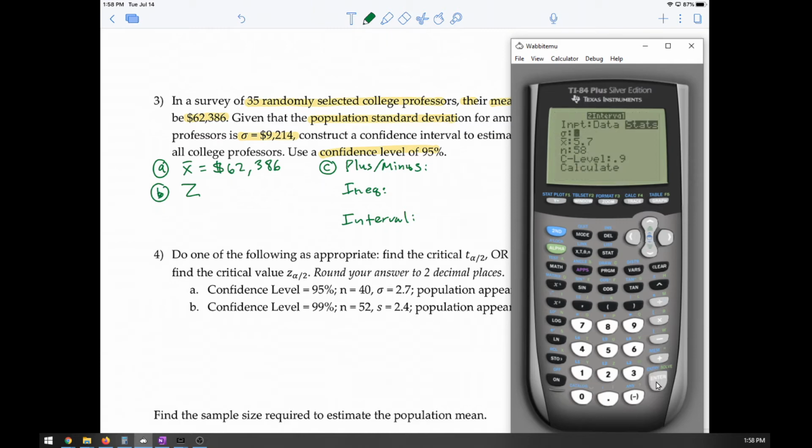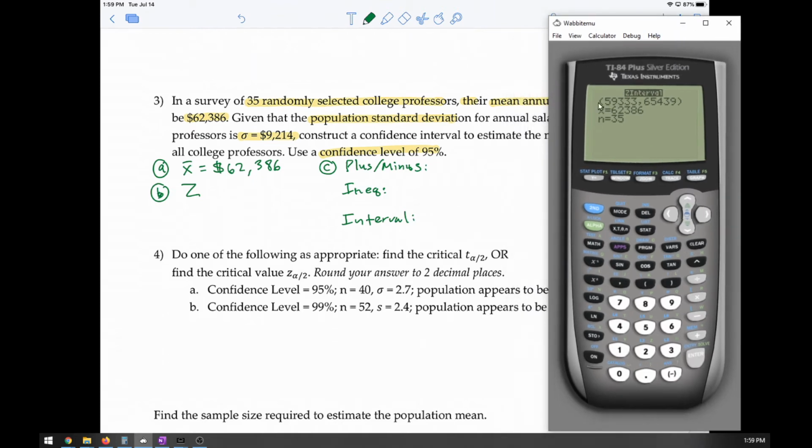We're given statistics. So the first input value is the population standard deviation, sigma. That's going to be 9,214. And then x bar is 62,386. n is 35, right? 35 selected college professors. And the confidence level here is 0.95. Confidence level is 95%. All right, so press calculate, and it gives us a lower and an upper.